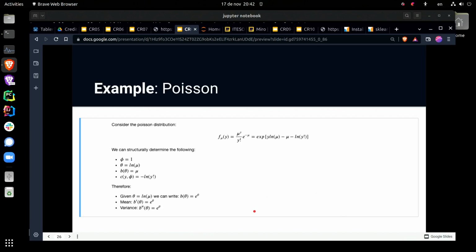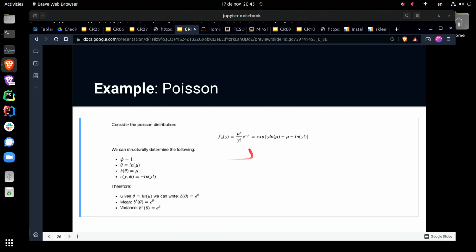Let's take the Poisson distribution as another example. This is the general form for the Poisson distribution. We have one parameter mu, we have our target variable y, and this is the form, right? In this case, it's very easy to refactor this formulation into the general form. We only need to apply the exponent, and for doing that, we only need to apply the logarithm on this part, right? So we have the result in here.